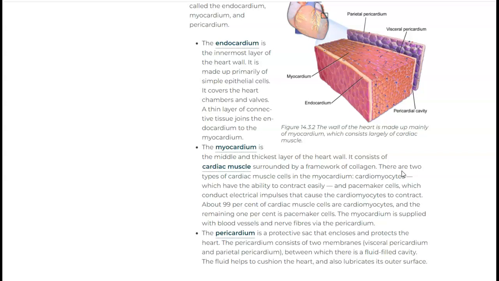It kind of goes with the rest of the layers that we've been learning, right? Like the periosteum on the bones that was outside. Sorry, peri means around. Think perimeter, you're going around something. It's Latin or Greek, I don't know which one.